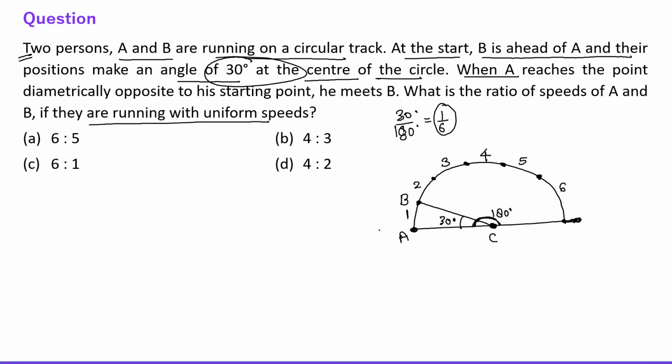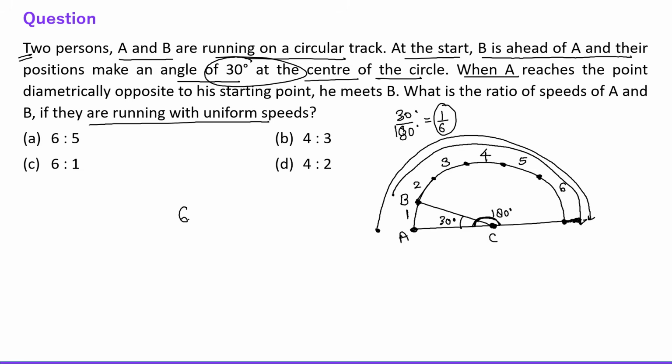Question is saying now when A reaches the diametrically opposite, it means when A reaches to this point, fine, he meets B over there. So B is reaching to that point, but B is starting from here, right? So B is also reaching to the same point, but he is starting ahead of A. So it means what? The time taken by A to cover these 6 parts is equal to the time taken by B to cover the 5 parts, because 1, 2, 3, 4, 5.